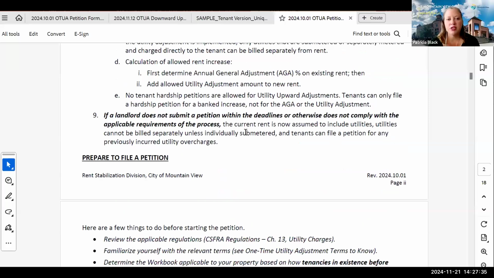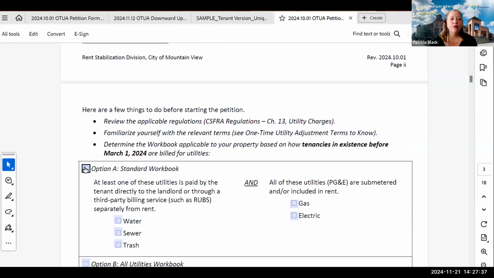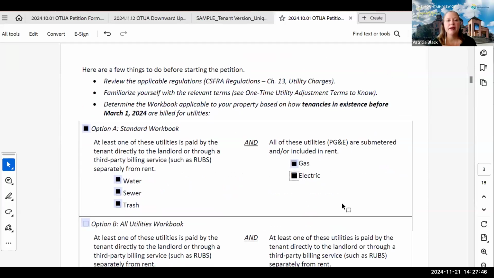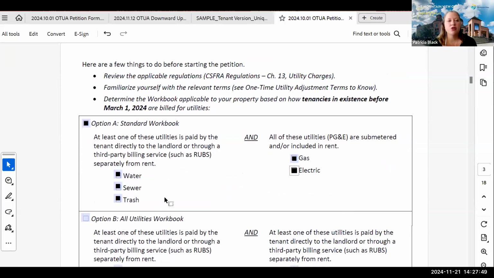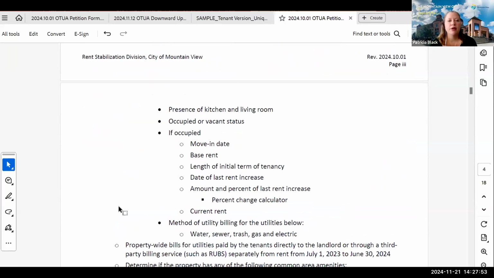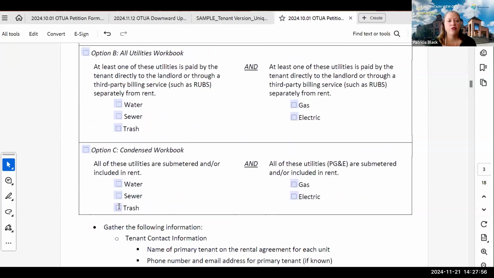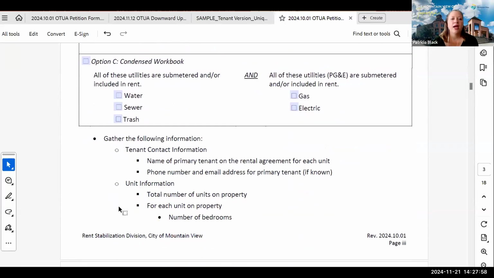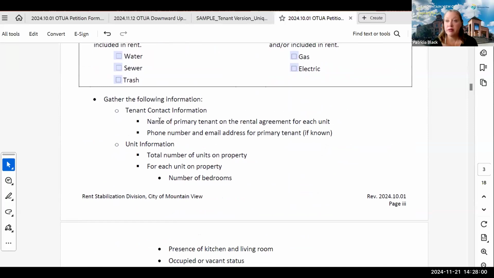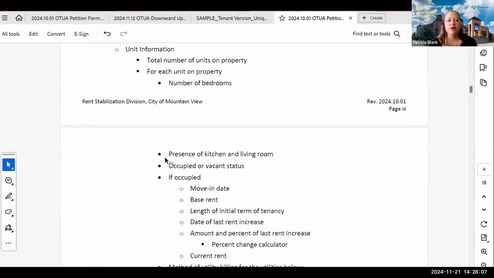All right, just gonna scroll down to where we were. So if you click on option A and then you click on the bills that are billed through RUBS and the bills that are billed through PG&E, you can see them there. So you know, okay, option A is for me. I'm gonna go ahead and look for that workbook. And then I'm gonna gather the following information. So this is all of the information that you need to know to complete that workbook. And it goes over all of the details of what you need to know.